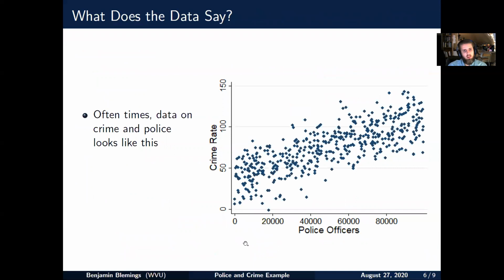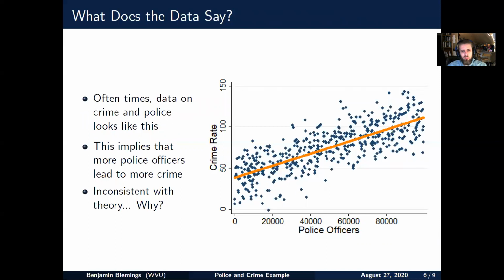What does the data say? Oftentimes data on crime and police look like this. I simulated this data, but I could find it in actual data sources if I wanted. It would just take a little bit longer. It's weird, right? Because it says that if there are more police officers, there's a higher crime rate, which isn't consistent with the theory that I literally just showed you in the last couple of slides.